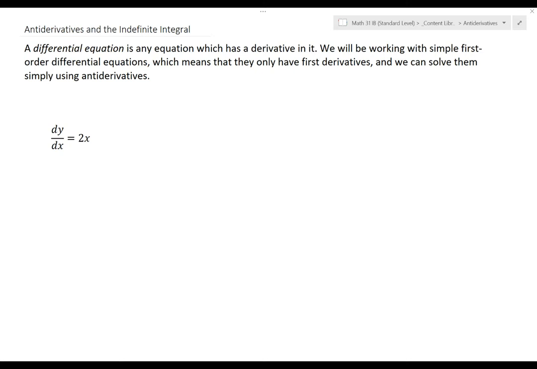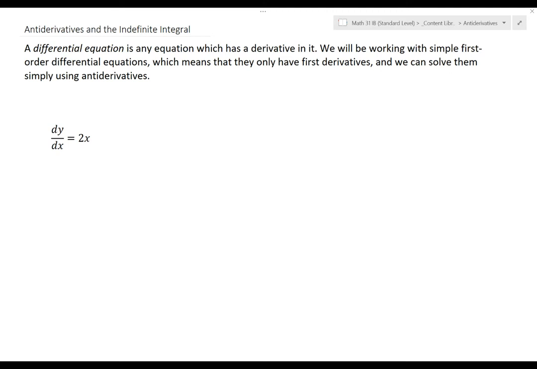They can have multiple derivatives, they can have first derivatives, second derivatives, etc. We're going to look at just simple first order differential equations. In other words, they only have first derivatives. We can solve them using antiderivatives. An antiderivative being, as I mentioned, the inverse operation of a derivative.